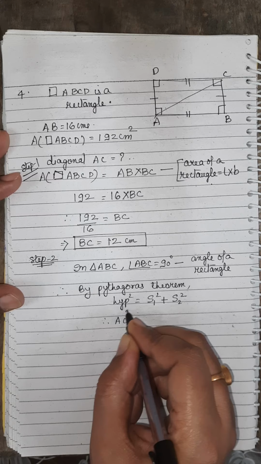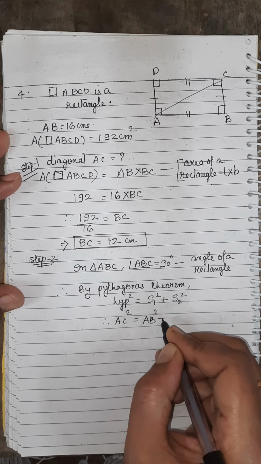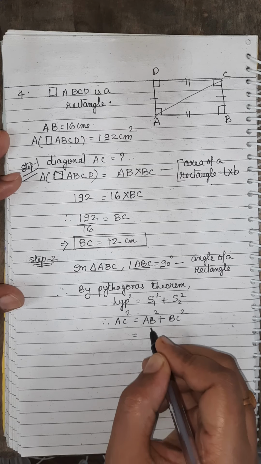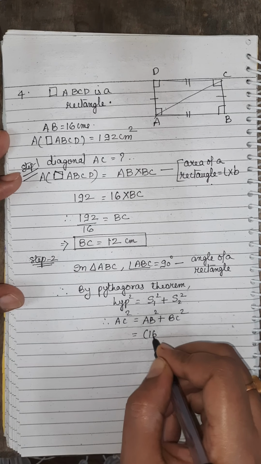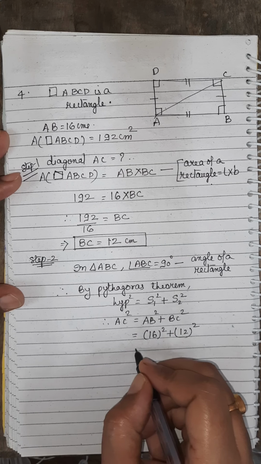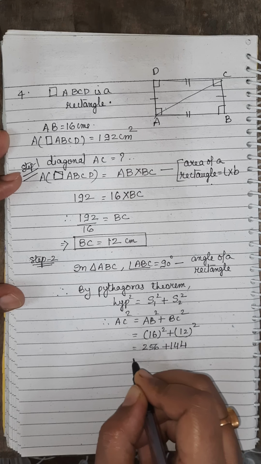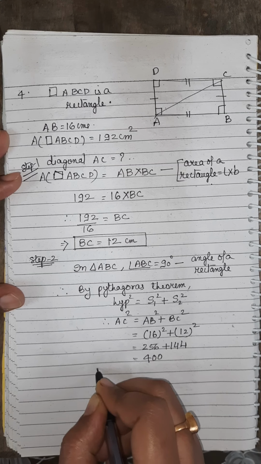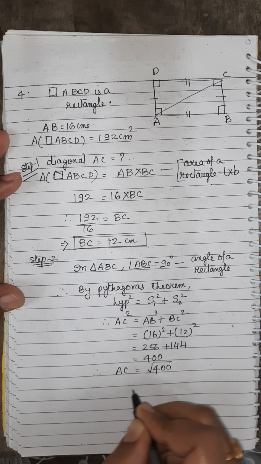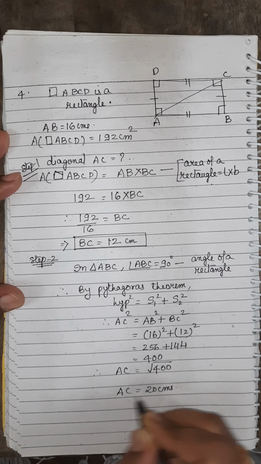Therefore AC squared is equal to, the sides are AB and BC. So AC we need to find, but AB we already have as 16 squared, and BC we found as 12 squared. That gives us 256 plus 144, which is equal to 400. Hence AC is equal to square root of 400, that is equal to 20 centimeters.